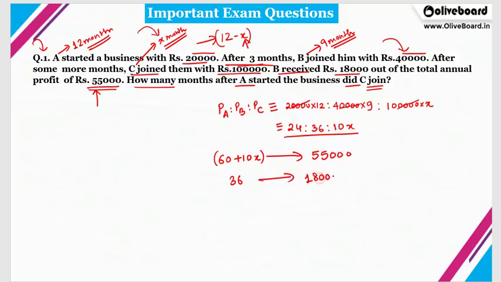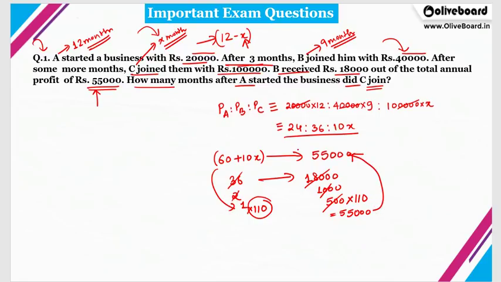So if 36 parts is 18,000, I will cancel this by 18, this will become 2 and this will become 1,000. So one part will be equal to 500. So if one part is 500, if I multiply this by 110, this will become 55,000. And here I will get 110. So I can say that this 55,000 is equal to 110. So I can equate these two, because both are equal to 55,000. So this must also be equal to this much. So this 60 plus 10x will be equal to 110. Or I can say this 60 will go this side, this will become 5.